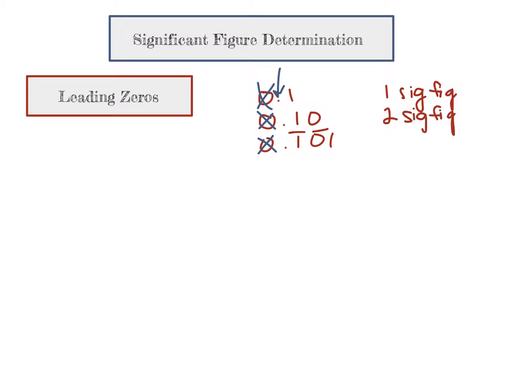In our third example, we have a 1, another 0. This one kind of counts as a regular number, and we'll talk about that in a second. And another 1. All three of those digits are important. So we'd say that is 3 sig figs.